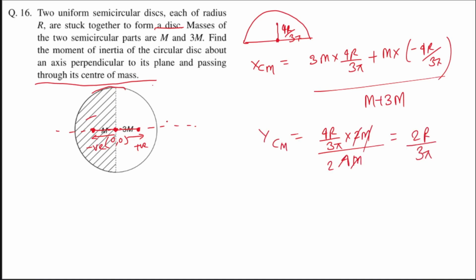So center of mass of this composite disc will be somewhere to the right of this center, and this will be somewhere here. So let's say this is the point of center of mass. This is the position of center of mass, which will be at a distance of 2r by 3 pi from this distance. ठीक है? Now let's focus on the question. Question में क्या कह रहा है? We have to calculate moment of inertia around a line passing through center of mass and which is perpendicular to this plane of disc. Okay?